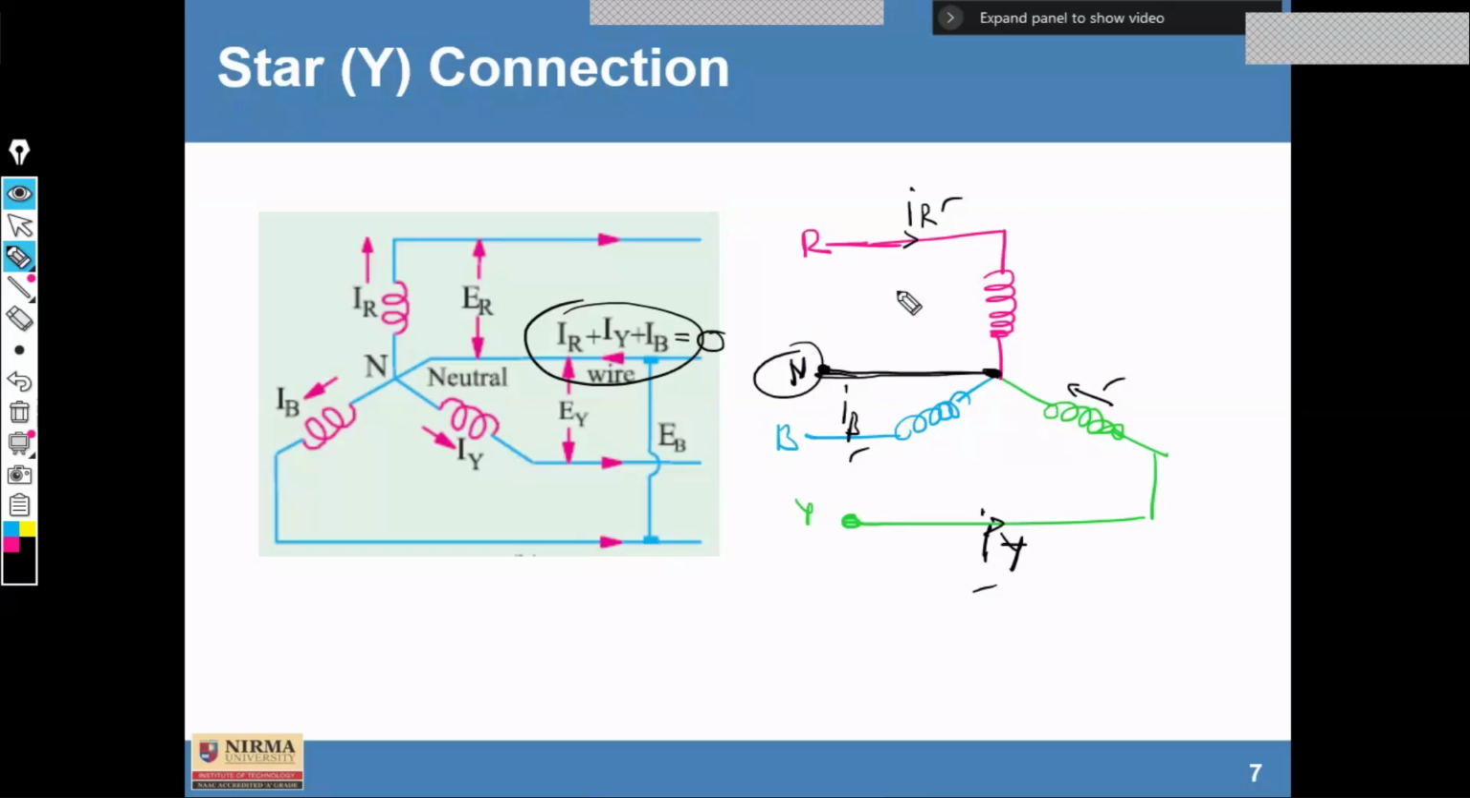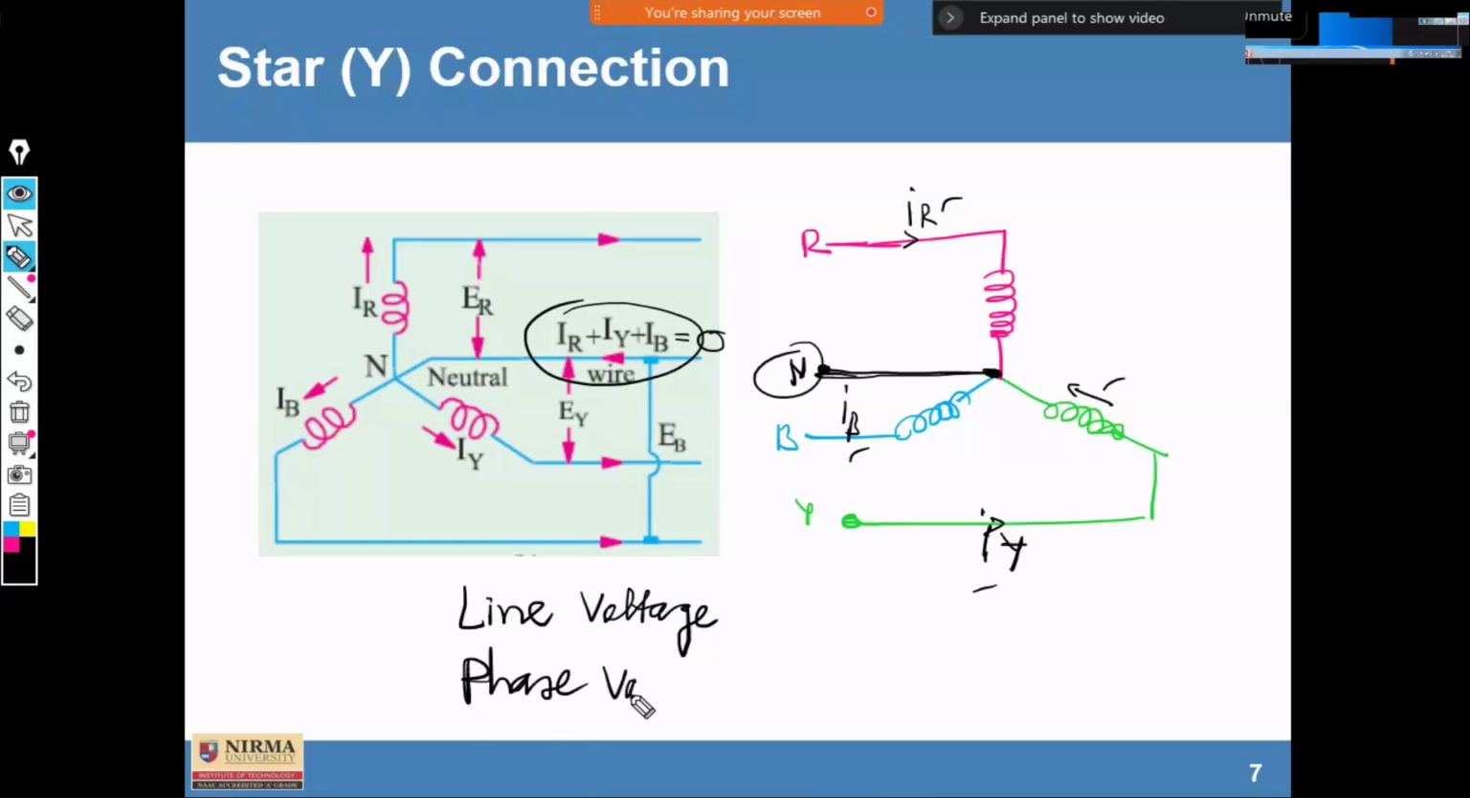Clear? So, based on the line and neutral, obviously there are two different types of voltages. One is known as line voltage and another is phase voltage. What do you mean by line voltage and what do you mean by phase voltage? Let us discuss. So line voltage is always between two different lines. So this is line R and this is line B. Clear?